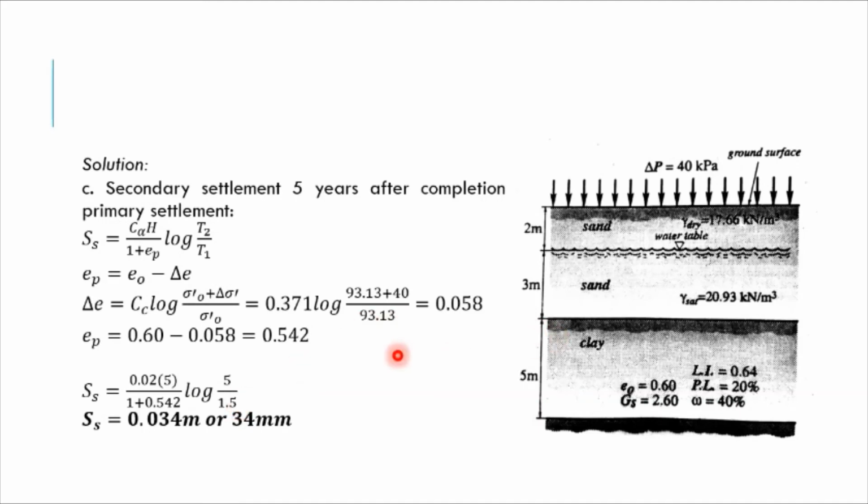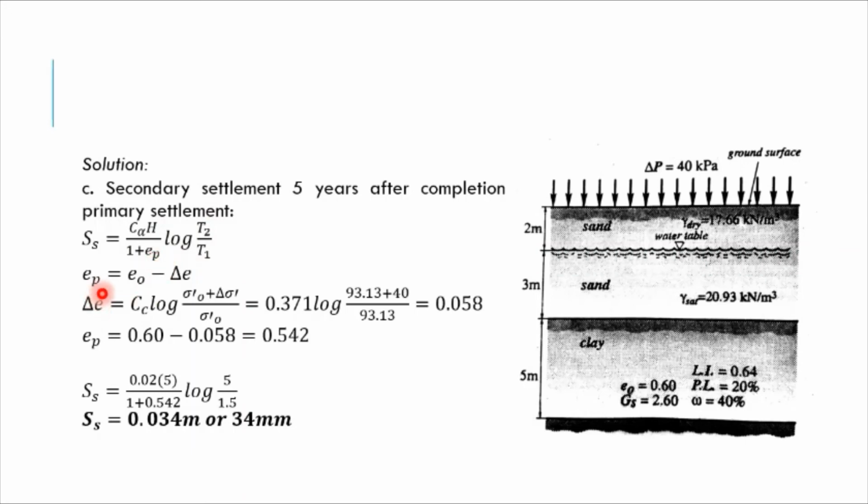And then lastly, we have to determine the secondary consolidation settlement after the completion of primary settlement, 5 years after. And the secondary consolidation settlement is equal to C alpha H over 1 plus e_o, or e_p, logarithm of t2 over t1. Or rather, it's e_p, not e_o.